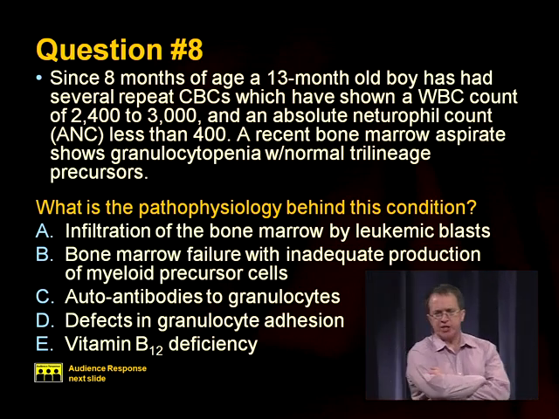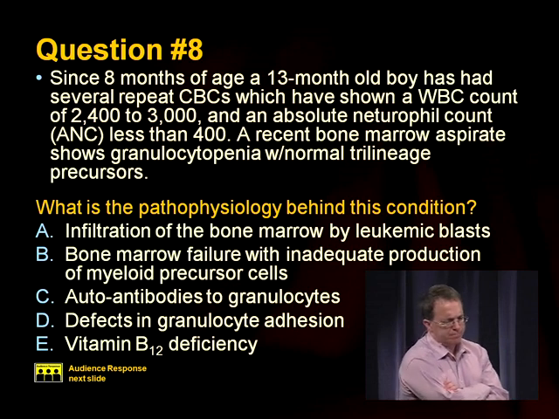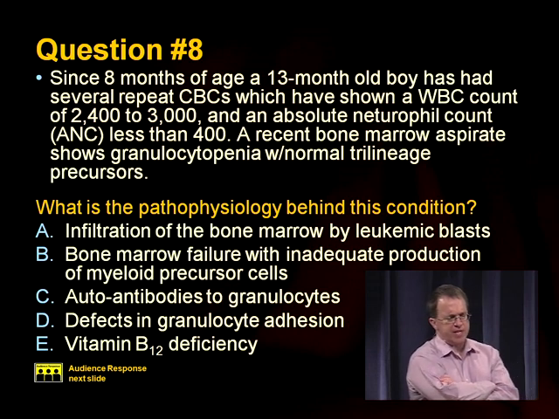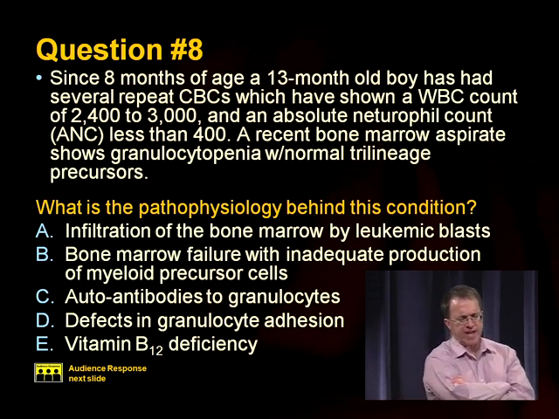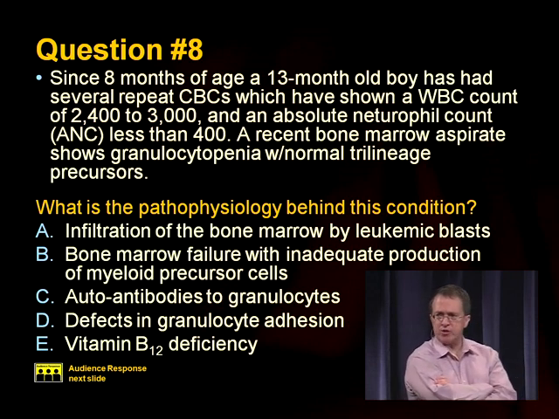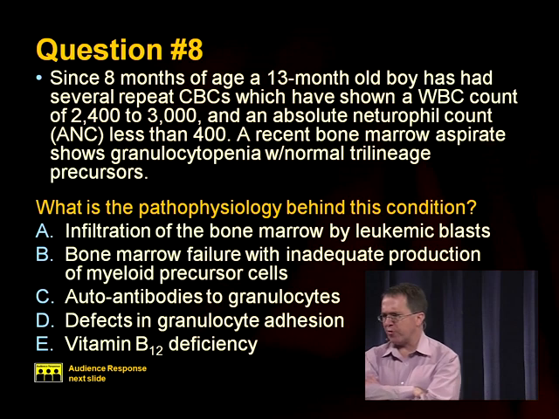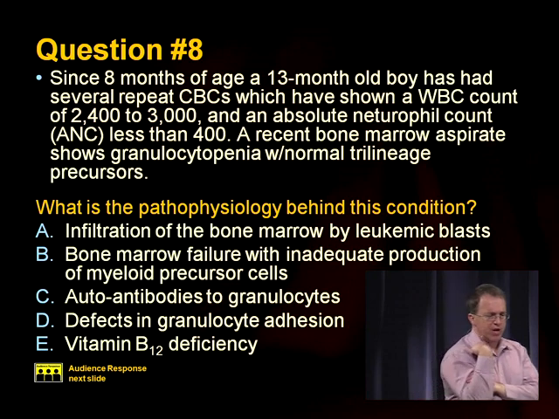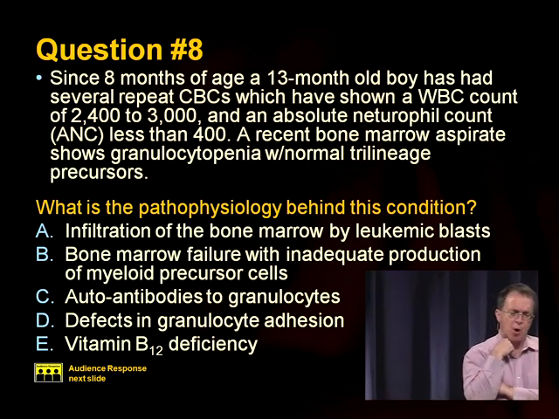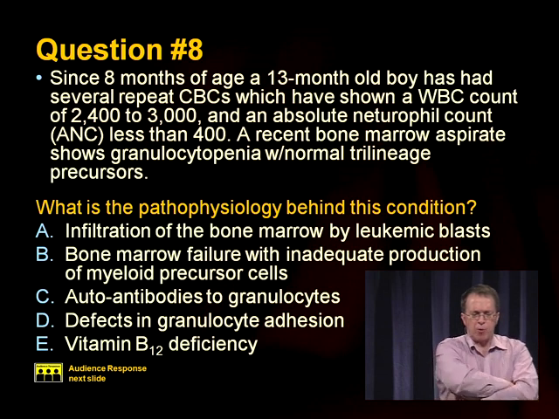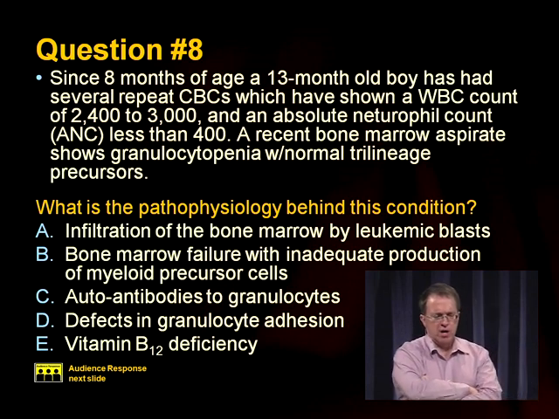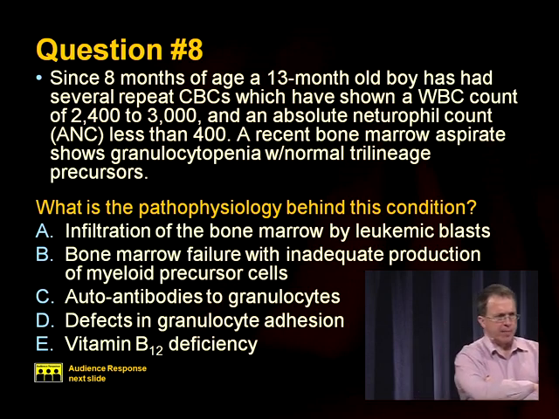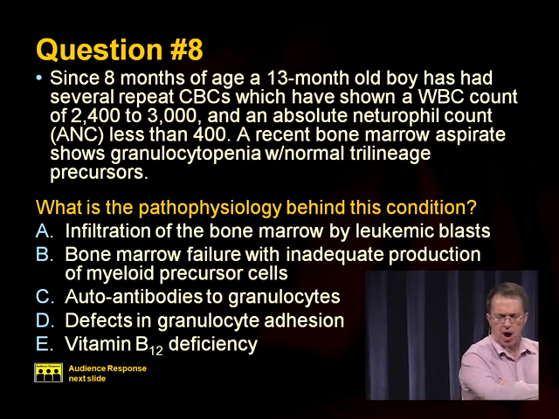So you've been following this patient in your clinic since he's been about 8 months of age. He's now 13 months. And you've gotten several repeat CBCs, which have shown a white count that's below normal, somewhere between 2,000 and 3,000. And you've seen that his absolute neutrophil count is less than 400. You send him off to the hematologist, and he does a bone marrow aspirate on him, and he sends you back a report that says there's normal granulocytes with normal trilineage precursors. Okay, so what is the pathophysiology behind this condition?